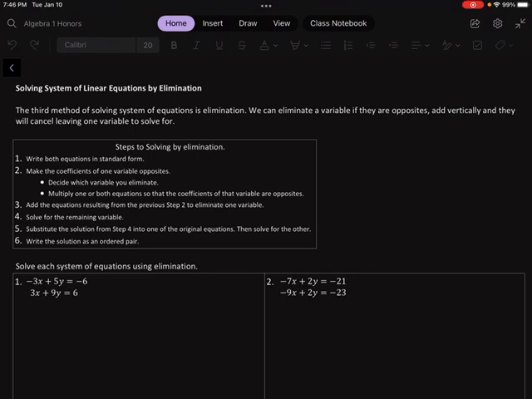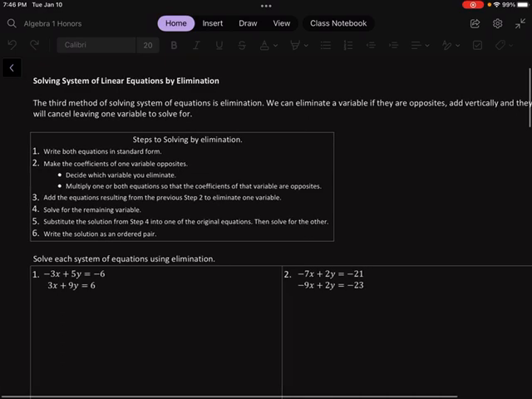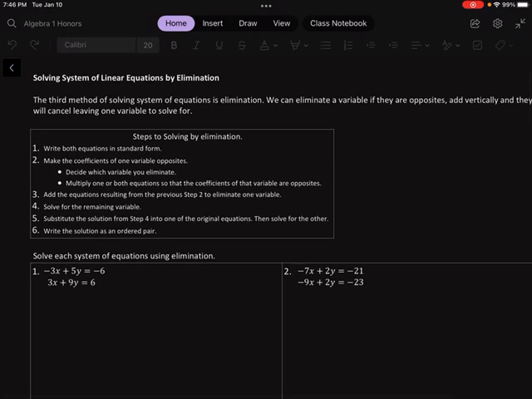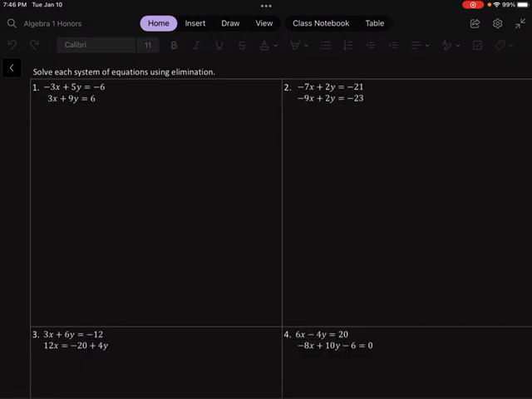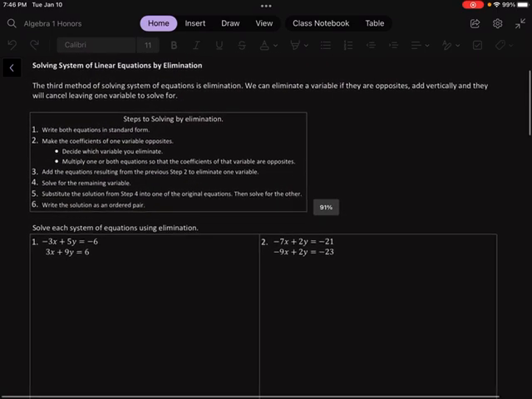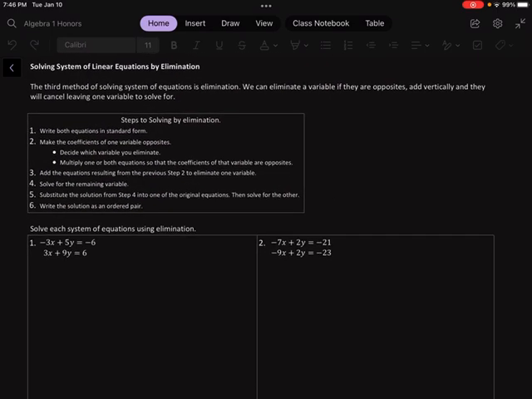Day 2 of solving systems of linear equations by elimination. So this is our third method. We did graphing and substitution last time, and now it'll be elimination. This is where we will cancel out variables and be able to solve for another. So as I wrote up here, the third method of solving systems of equations is elimination.